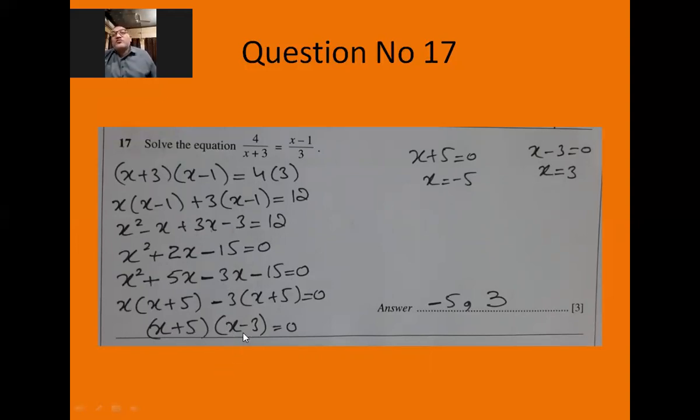So these two brackets are multiplying and the answer is 0. So it shows that either this bracket is 0 or this bracket is 0 or both of them are 0. So x plus 5 is equal to 0, so x is equal to minus 5. x minus 3 is equal to 0, so x is equal to 3. So you got two values of x. One is minus 5 and the other one is 3. So that is question number 17. Hopefully you understand.